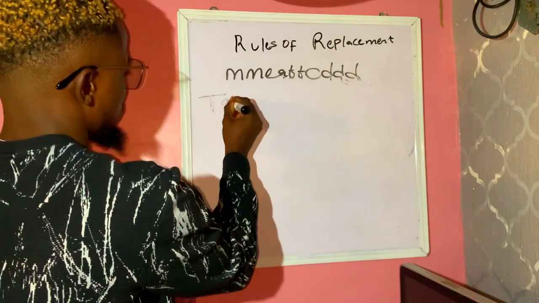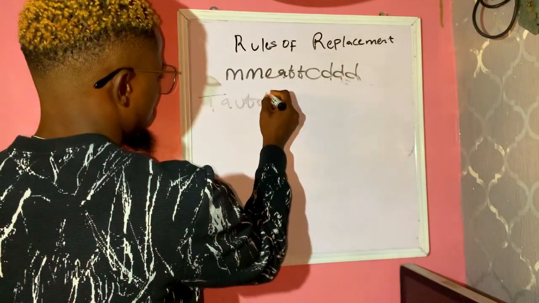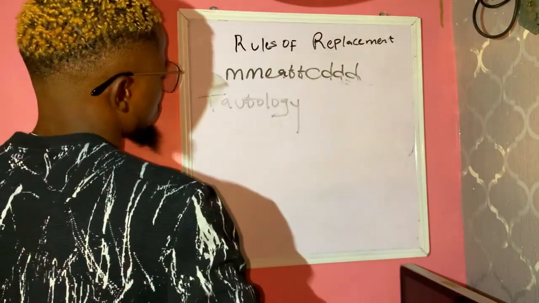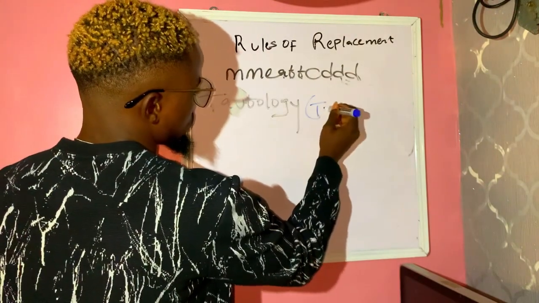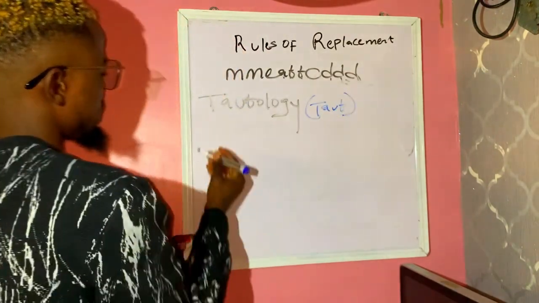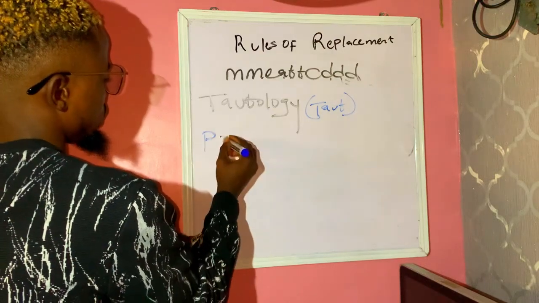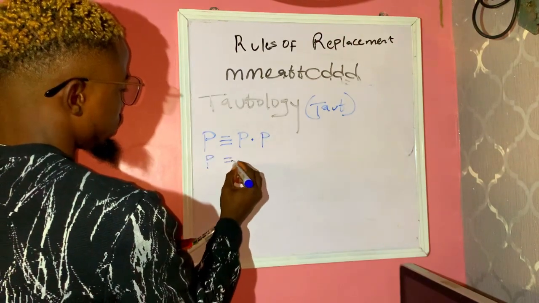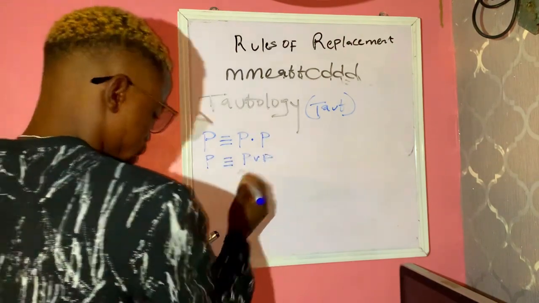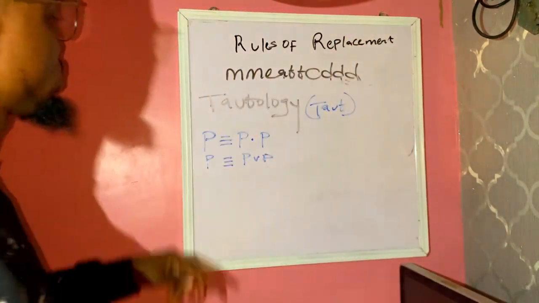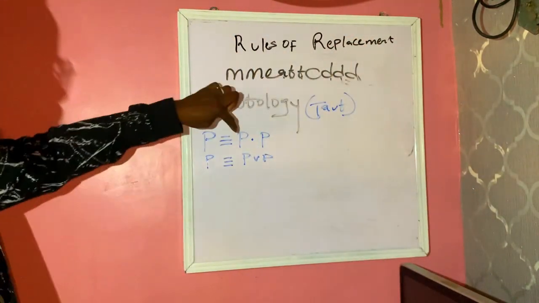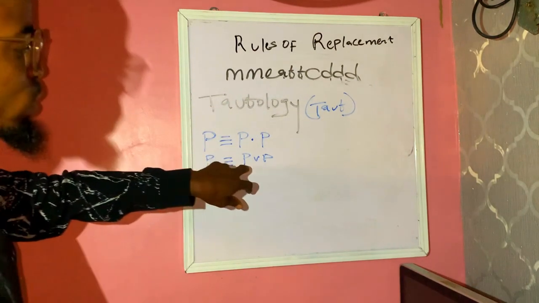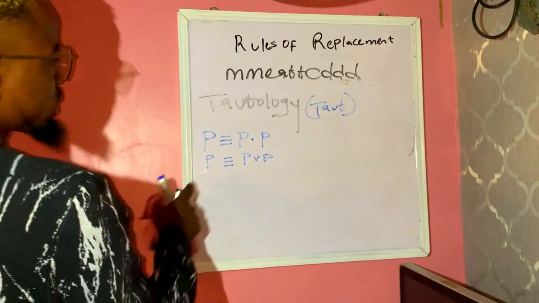Tautology. Tautology is just saying P if and only if P and P, then P if and only if P or P. In other words, tautology is saying that we can replace P with P and P, and we can also replace P and P with P, and the same thing applies to this one. So we can replace P with P or P, and we can also replace P or P with P.